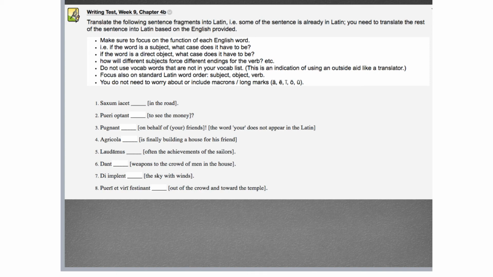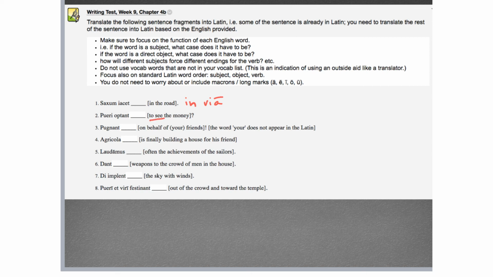Here is the writing. All right, so you're translating just the part in parentheses. All right, now, be careful. So, for instance, number 1, in the road, pretty straightforward. Preposition in, right? And then we need the ablative of road, which is via. All right, now, number 2, pueri optant to see the money.